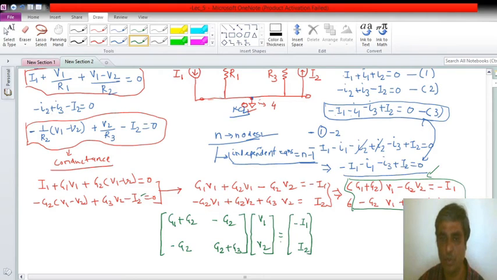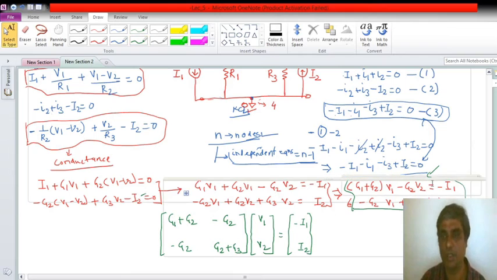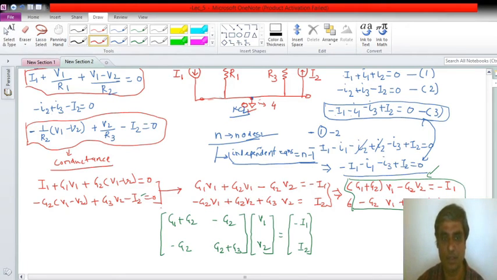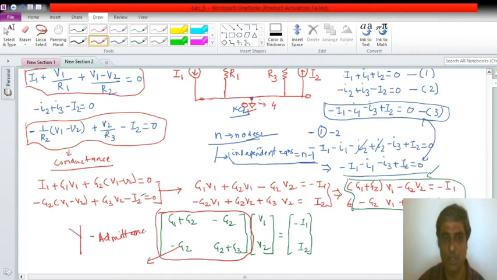Okay, so what I have been observing: G1 plus G2, this is again a special matrix. This is my special matrix and all are conductances. So this matrix is known as the admittance matrix, that is the Y matrix. It is called the admittance matrix, and generally conductance is a special case of admittance. This is my V vector, which is the unknown vector.